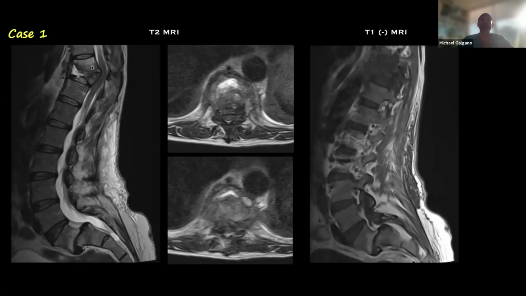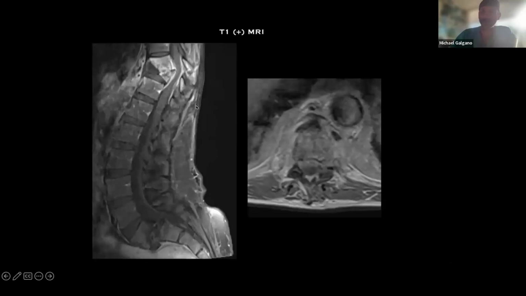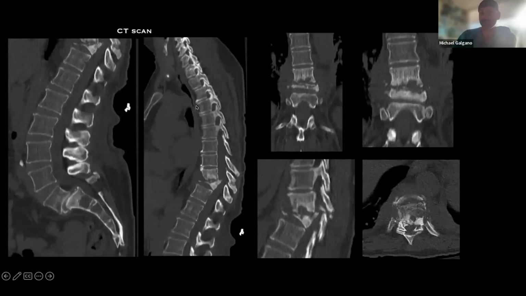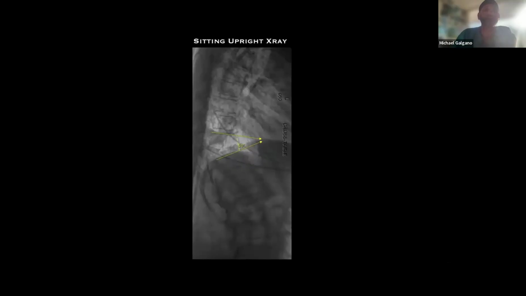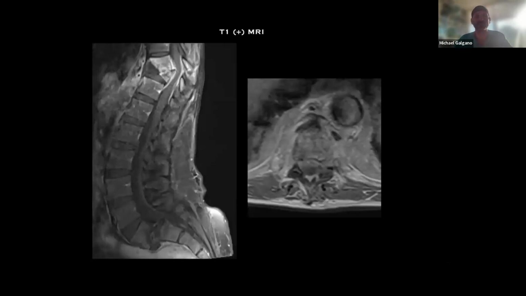Very bright fluid signal. And then we got a contrasted film as well. Sorry, CT scan first. And I thought we had a contrasted one. Oh, here it is. Here's a contrasted film. So that big triangle of non-enhancing stuff is all dead tissue, all necrotic.